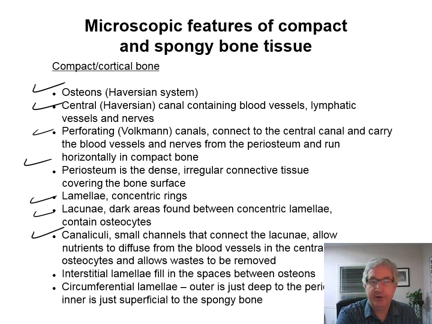You also have something called canaliculi. These are small channels that connect the lacunae. They allow nutrients to go back and forth from the blood vessels in the central canal to the osteocytes and allow waste to be removed. Interstitial lamellae is bone that's between the osteons, and there's also circumferential lamellae, which is the outer layer. It's just deep to the periosteum, just inside the periosteum. The inner layer is just superficial to the spongy bone. It's circumferential, around the very outside of the bone. I'll show you that in a second.